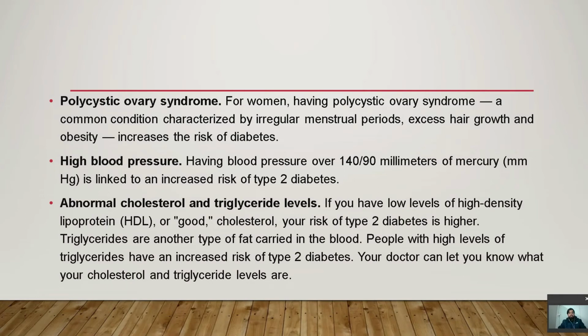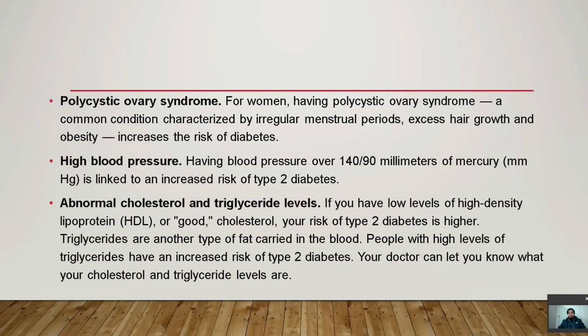Hypertension or high blood pressure. High blood pressure over 140 by 90 millimeters of mercury, that is mmHg, is linked to an increased risk of type 2 diabetes. Abnormal cholesterol and triglyceride levels.